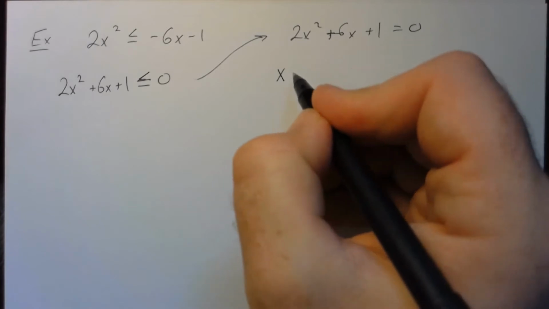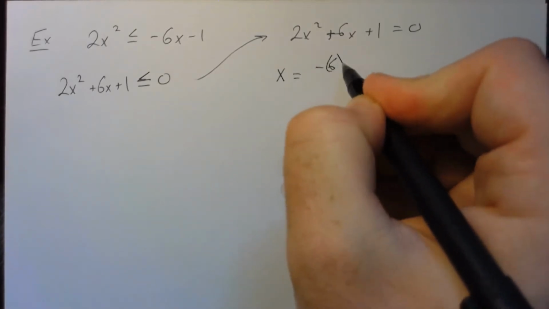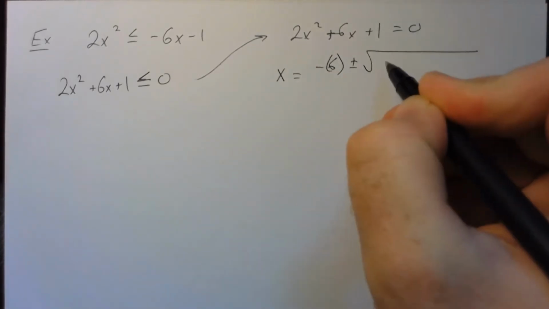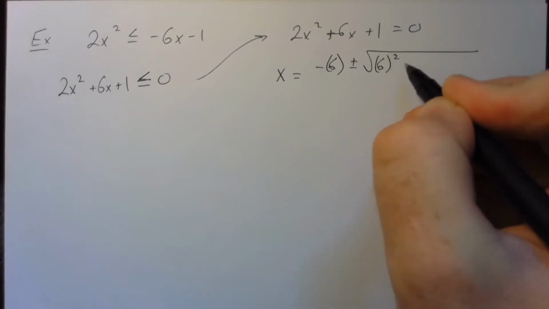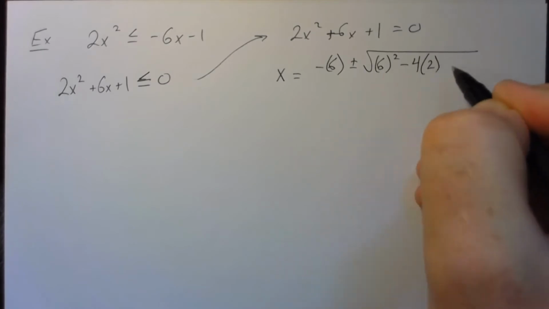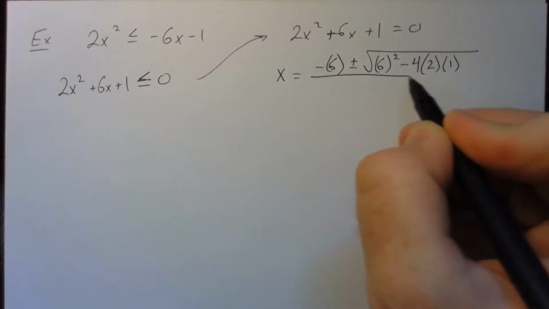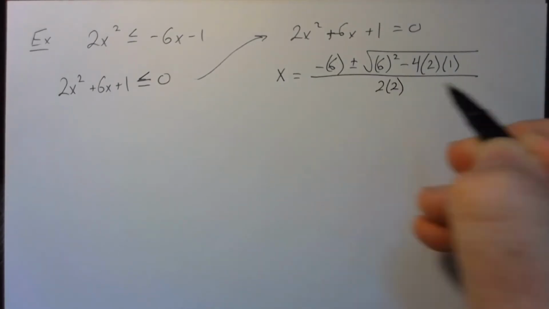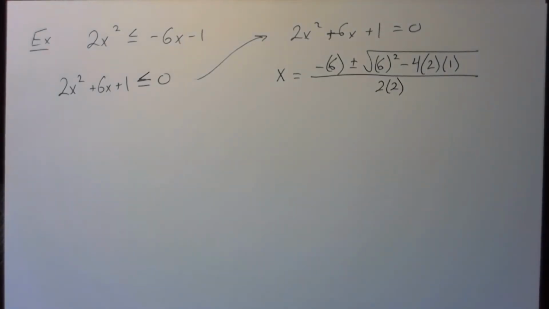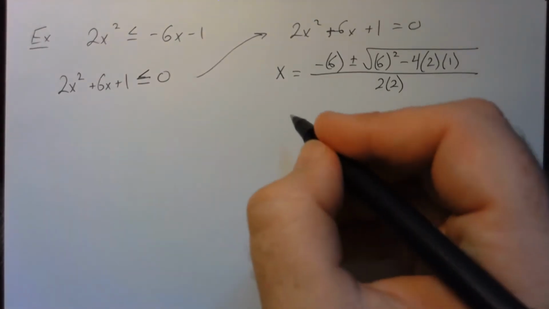So in this case, x is equal to negative b, so negative 6. I'm going to check that in parentheses, plus or minus the square root of b, which is 6, again, squared, minus 4 times my a, which is 2, times my c, which is a 1. This is all divided by 2 times a, my a value being a 2. With this setup, now we can just evaluate all the individual details.